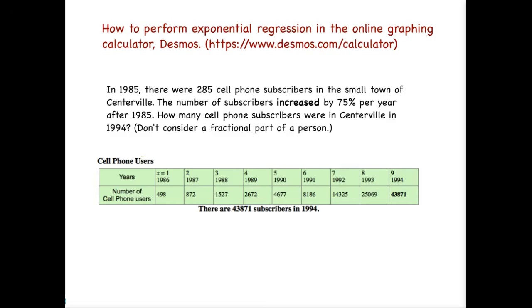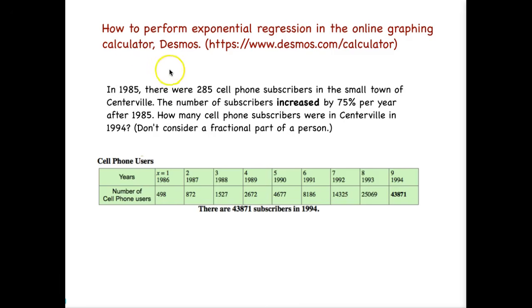In today's lesson, we will learn how to perform exponential regression in the online graphing calculator Desmos. So here we have an example. In 1985, there were 285 cell phone subscribers in the small town of Centerville. The number of subscribers increased by 75% per year after 1985. And we want to know how many cell phone subscribers were in Centerville in 1994.